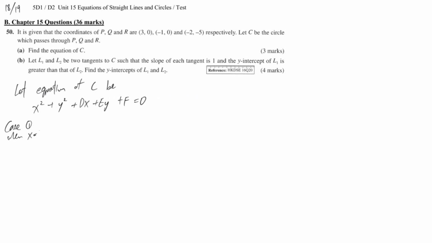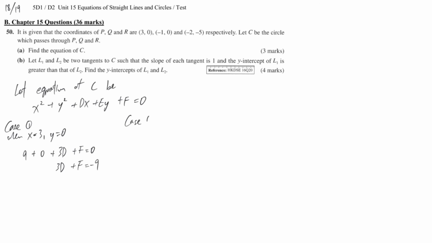Case 1, when x is equal to 3, y should equal 0 because it passes through point P. So we have 9 plus 0 plus 3d plus f is equal to 0. 3d plus f is equal to -9, we have the first equation.